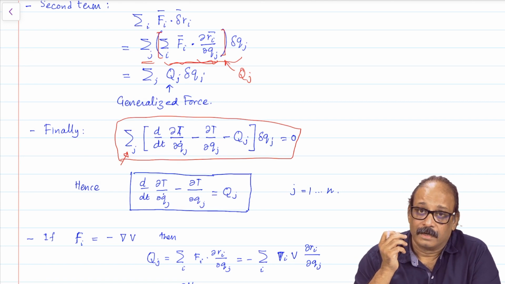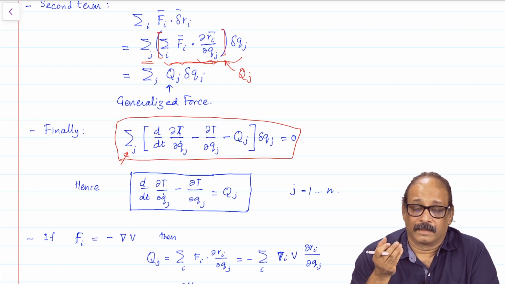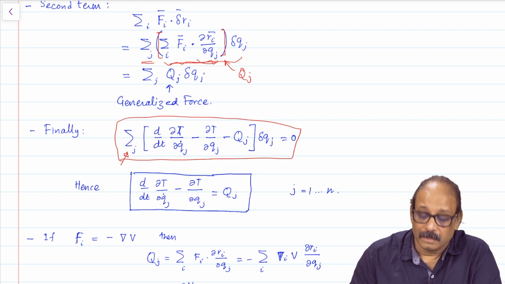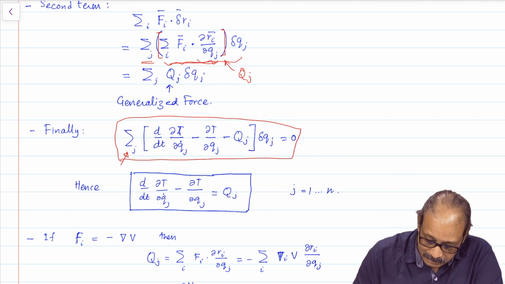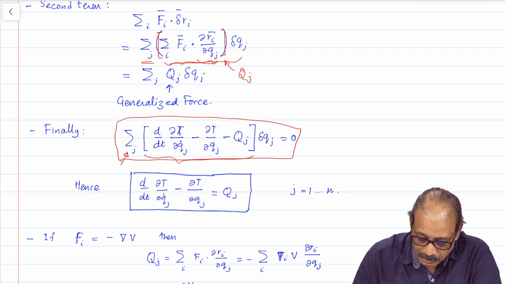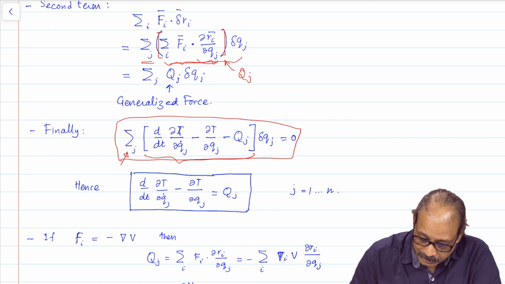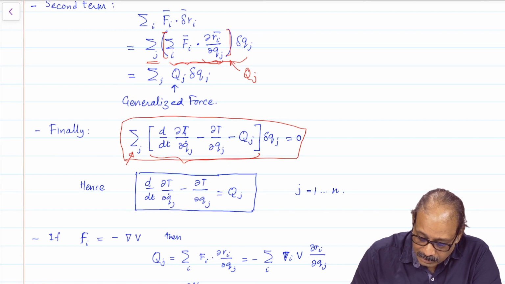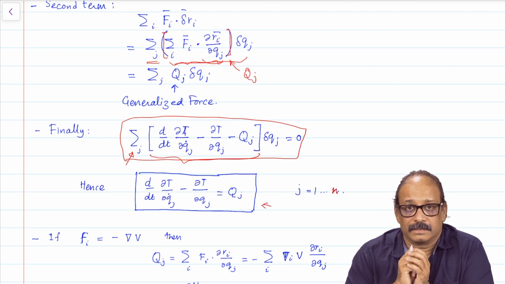So, delta qj's are independent of each other. What does that mean? This identity must be true for any arbitrary delta qj, which immediately implies that each one of these coefficient brackets themselves must be 0. This is how you get these n equations. So, there are n equations here, these n equations.